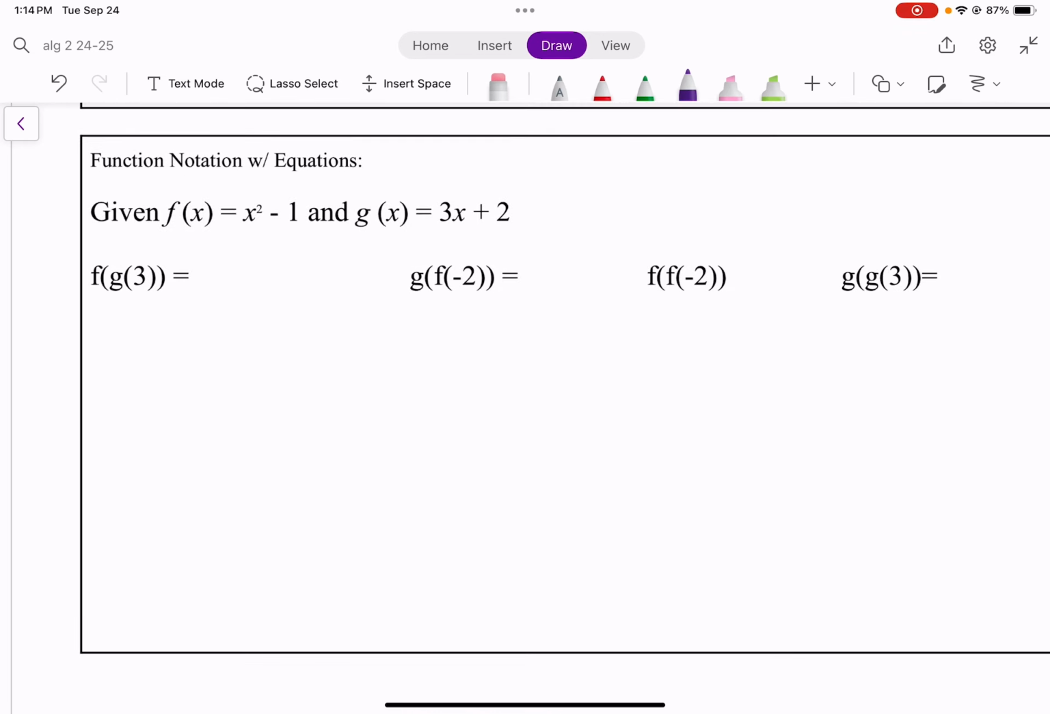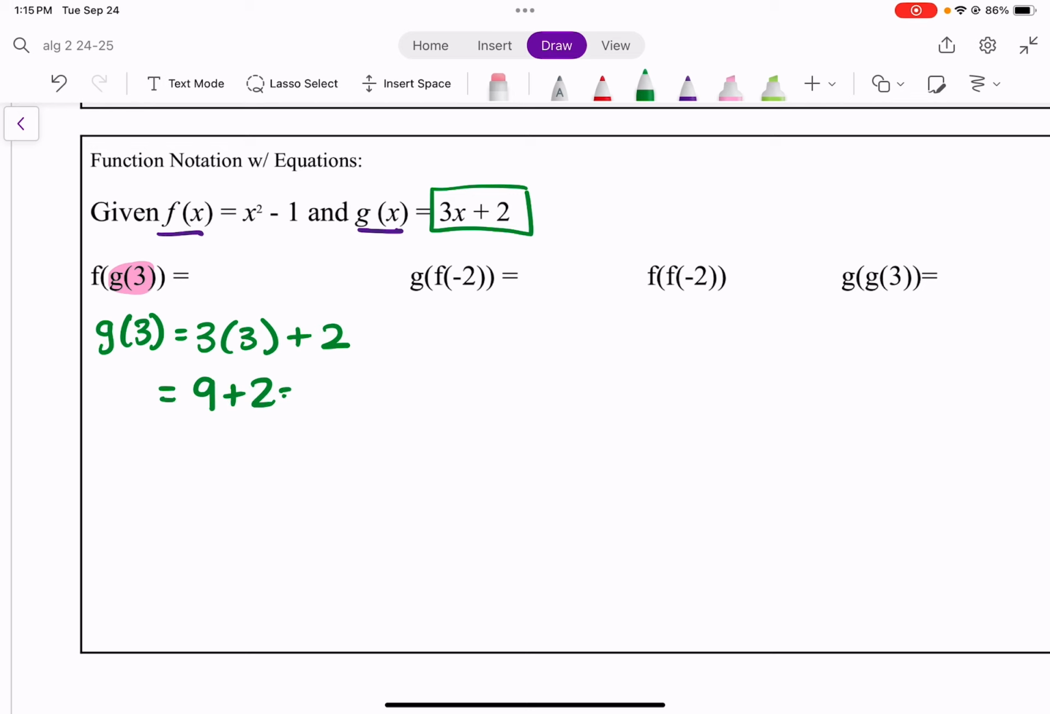So we're given two functions. We're given f of x and g of x. And we're being asked to find f of g of 3. So remember, we're going to start on the right. The rightmost function is g of 3. So we're going to be starting by finding g of 3. That means we're going to plug in 3 into this function. So I'm going to get 3 instead of x, 3 plus 2. And that's going to give me 9 plus 2, which is 11.